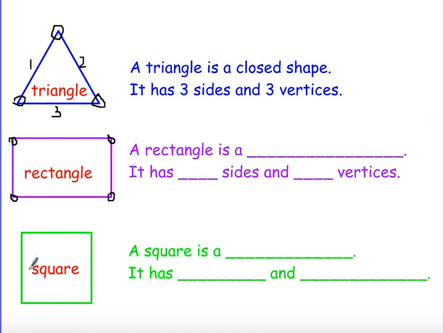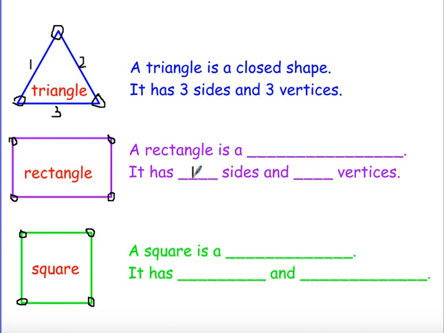Can we also work on the square? What kind of shape is a square? A square is obviously also a 2D shape, and it's a closed shape. How many sides does it have? 1, 2, 3, 4. So let's say it together. A square is a closed shape. It has 4 sides and 1, 2, 3, 4 vertices.